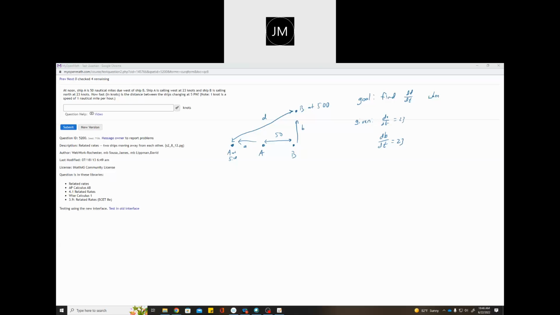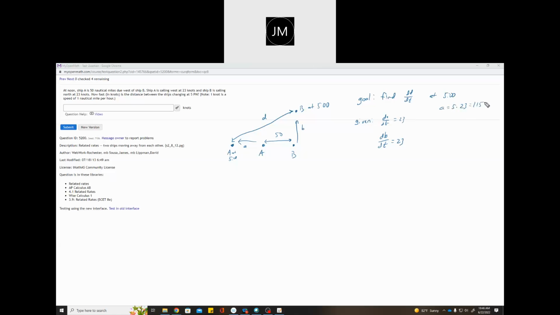And I want to find out what's going on at 5 o'clock. Well, what's significant about 5 o'clock? At 5 o'clock, ship A has been sailing for 5 hours and it's going 23 knots. So at 5 o'clock, A is going to be 5 hours times 23 nautical miles per hour. And I think that's 115.